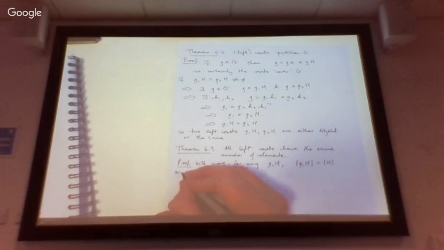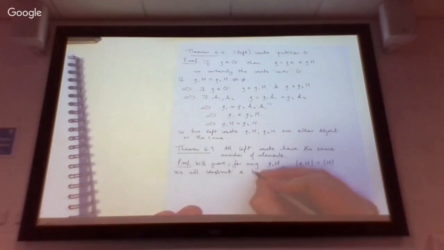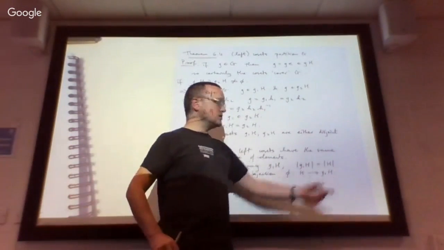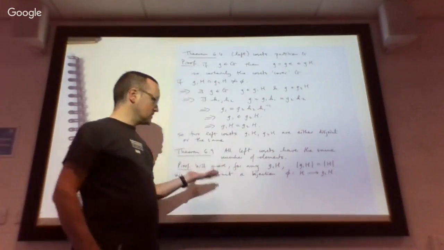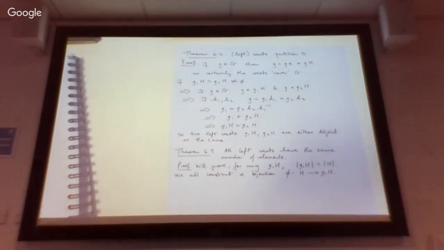Construct a one-to-one and onto mapping between the sets. So we will construct a bijection from H to the left coset G1H. We're going to define a certain map from H to G1H and observe that it's a bijection, one-to-one and onto. Therefore, the two sets have the same number of elements. That's the conclusion when the sets are finite. If you've got a one-to-one and onto mapping between two finite sets, they must have the same number of elements.